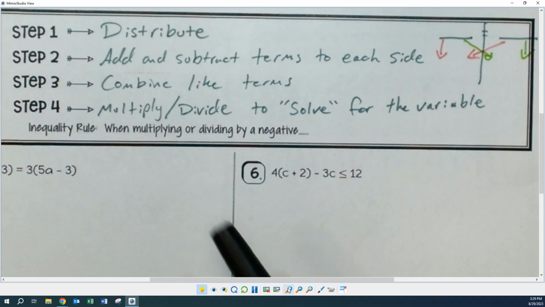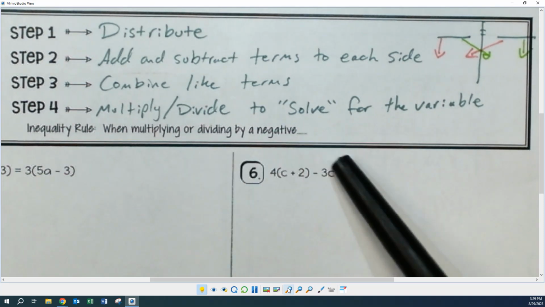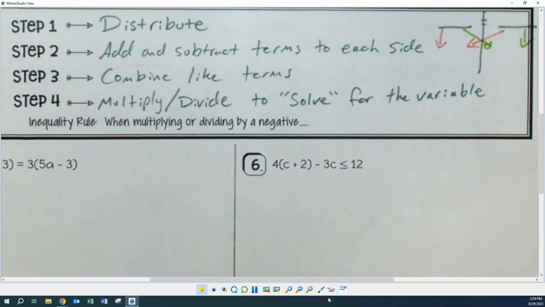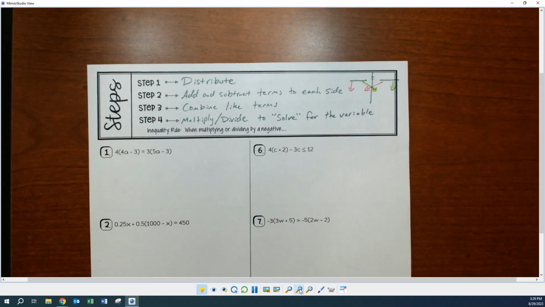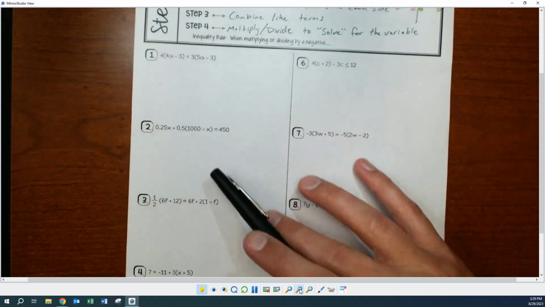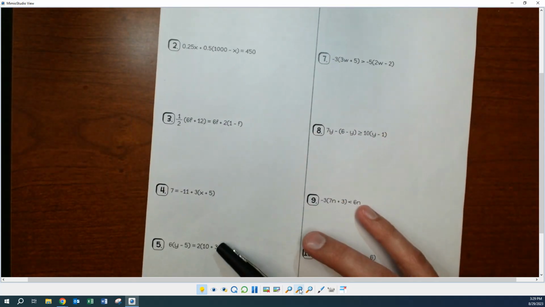There will be an inequality rule, but we're going to cover that when we cover inequalities, which is over here on the right side. So instead, we're going to focus on these problems on the left side. I'm going to do problem 1, 3, and 5 with you.